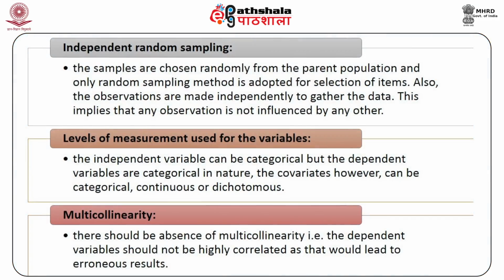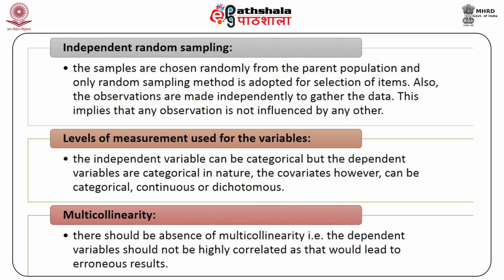Independent random sampling. The samples are chosen randomly from the parent population and only the random sampling method is adopted for selection of items. Also, the observations are made independently to gather the data, and this implies that any observation is not influenced by any other. This is somewhat similar to MANOVA. Levels of measurement used for the variables: the independent variables can be categorical, but the dependent variables are continuous in nature. The covariates, however, can be categorical, continuous or dichotomous.